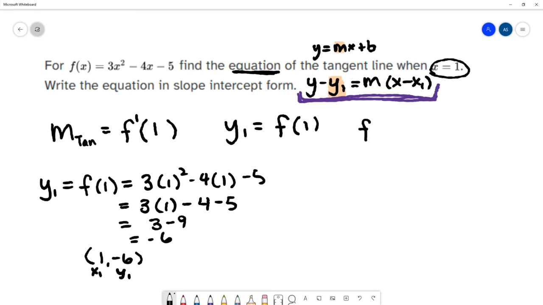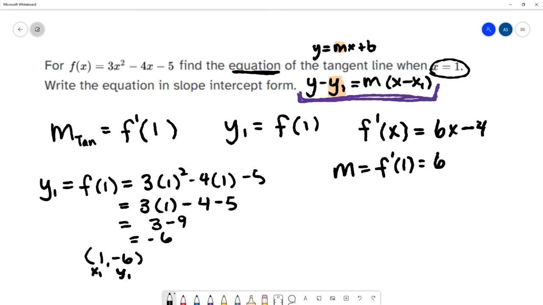So I need to calculate the derivative. And the derivative of 3x squared will be 6x. And the derivative of negative 4x will be minus 4. And the derivative of negative 5 will be 0. So then I'm going to find that slope by evaluating that x value. So we have 6 times 1 minus 4. That's 6 minus 4, which is 2. So now we have the slope of the tangent line and a point on the line, and we're going to be able to find the equation of the line.